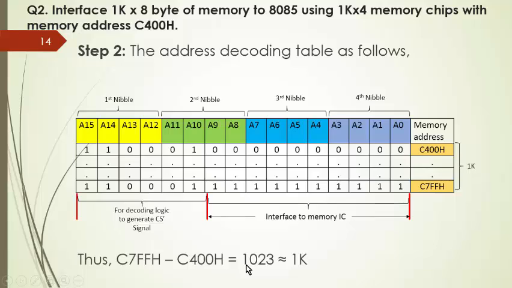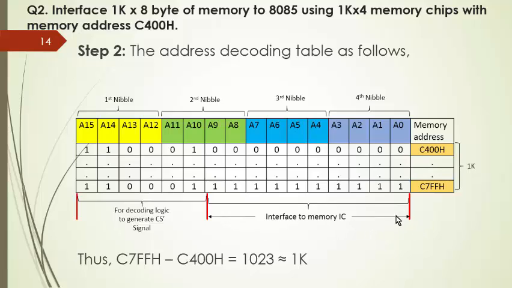Here A0 to A9 address lines you have to connect to memory IC, and A10 to A15 address lines we are going to use to generate the chip select signal. So if you subtract the final address, that is C7FF, minus the initial address, or given address, C400, you will get 1023, approximately 1 kilobyte of memory capacity.